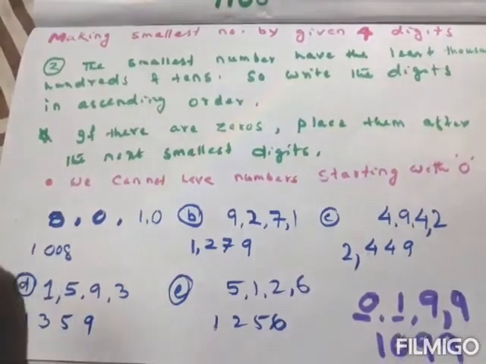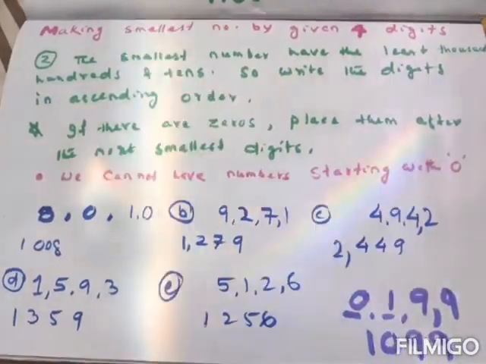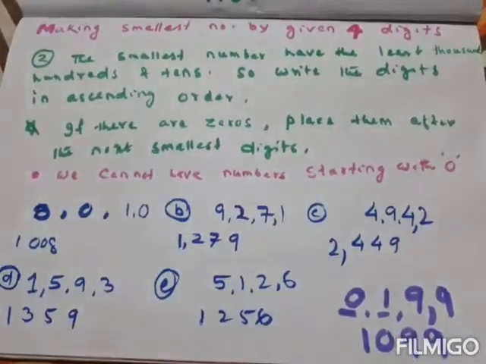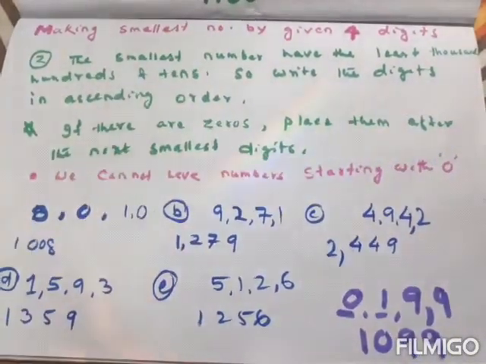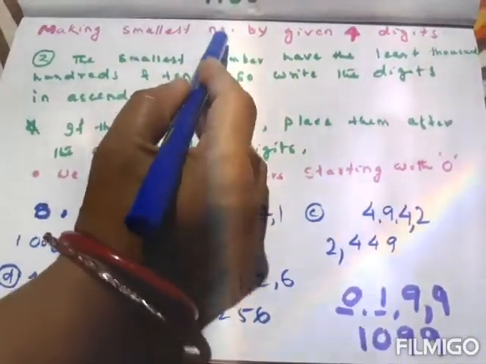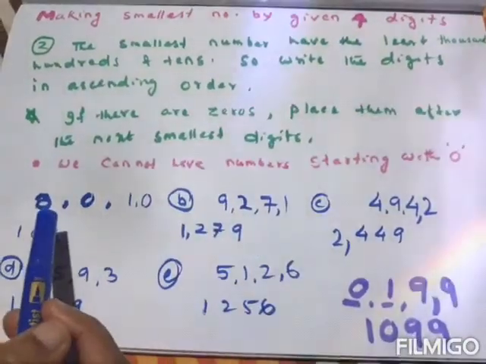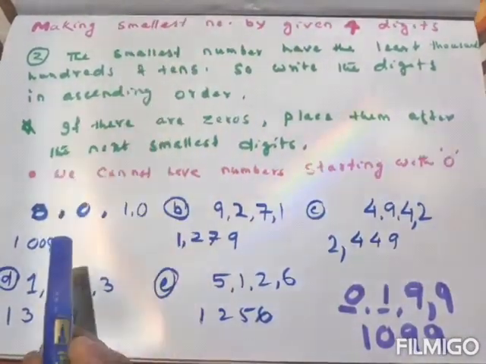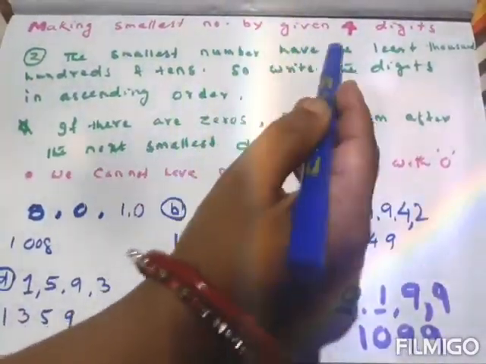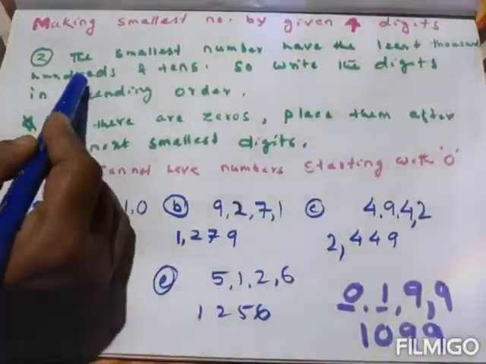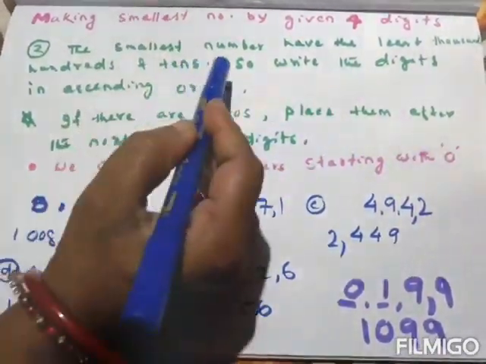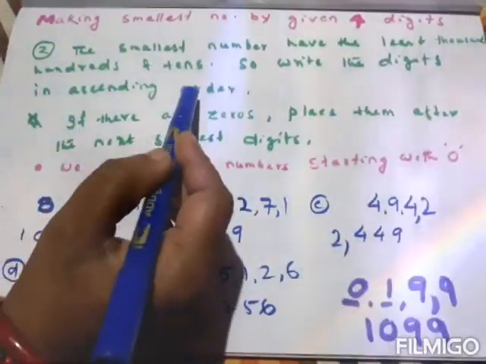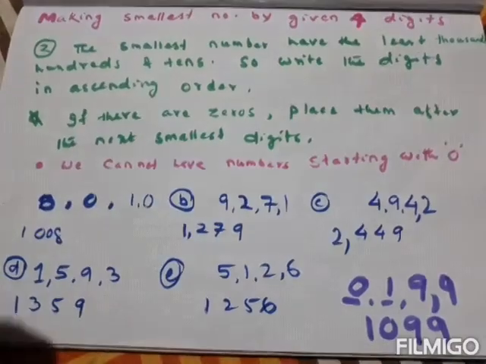So students, let's move to the second part, making the smallest number from the given 4 digits. Again I am telling you, the topic is making the smallest number from the given 4 digits. What are the rules which you have to follow while making the smallest 4-digit number? The smallest number has the least thousands, then hundreds, then tens, then the remaining ones. So we have to write the digits in ascending order. You know children, ascending means small to big.